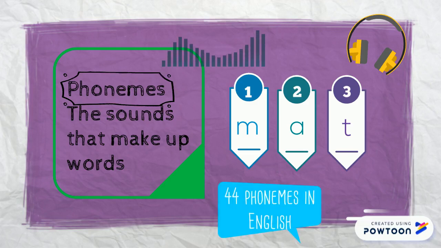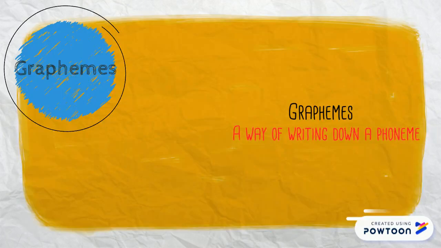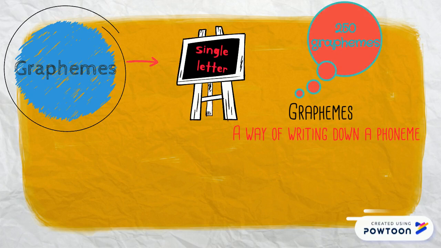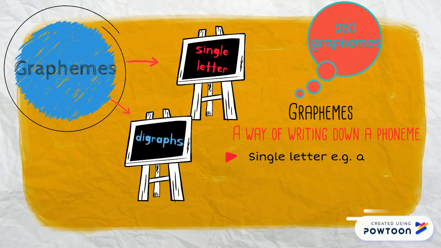We start with simple words made up of consonant, vowel, consonant sounds like dog. Graphemes are the letters used to write a phoneme. There are approximately 250 graphemes in the English language. We start with single letter sounds. A says ah. Then we teach some digraphs. These are 2 letters that make one sound. For example, S and H say sh.